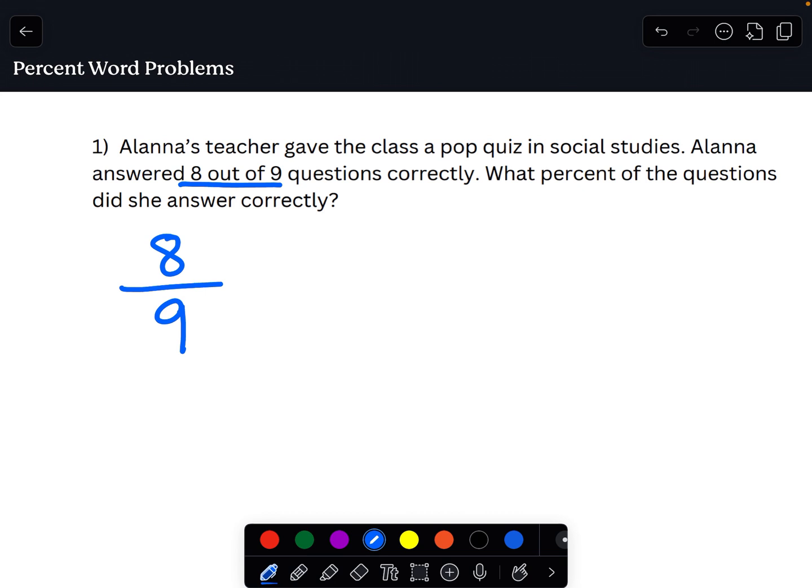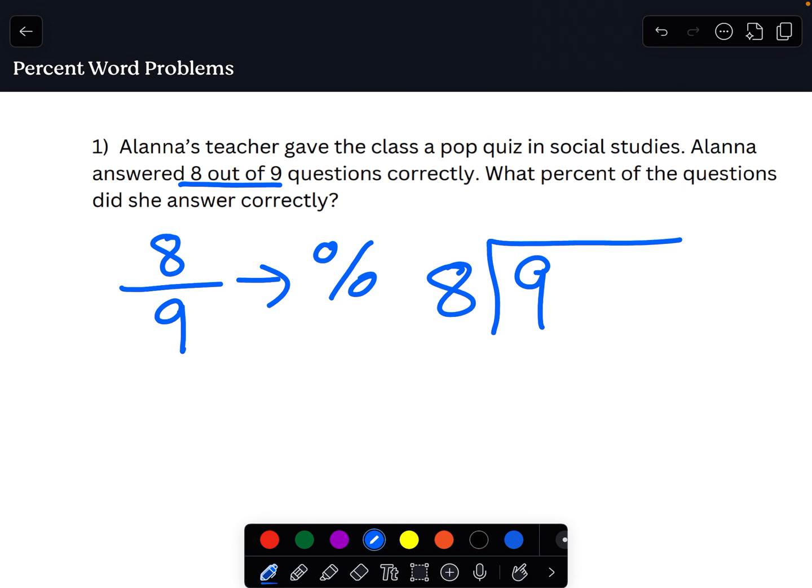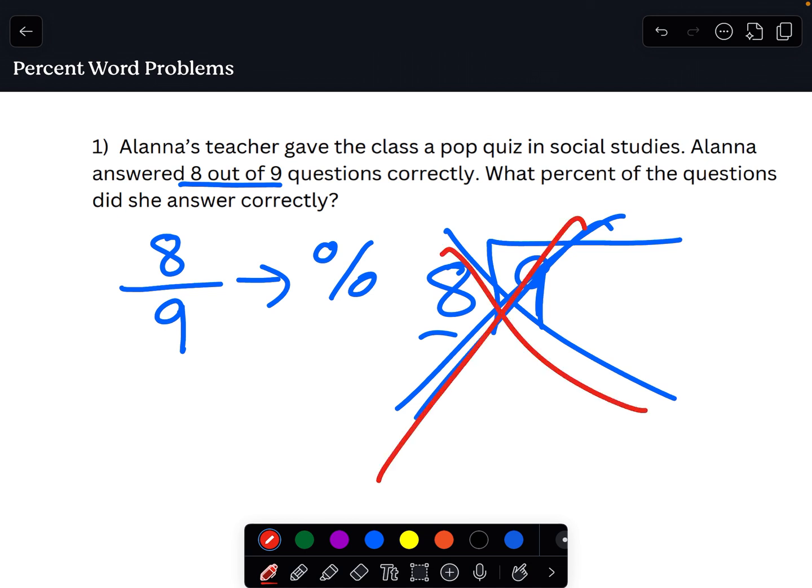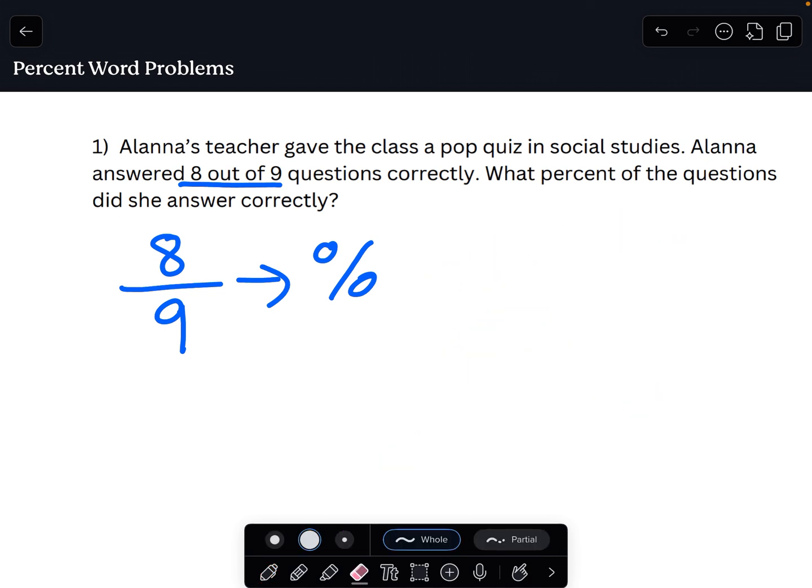Now, in order to get the percentage, we need to convert this fraction to a percent. How do we do that? Well, we need to know how to do long division with decimals. A lot of my students will sometimes mistakenly start their long division problem like this because they see that 9 is the larger number, so they automatically make 9 the dividend and 8 the divisor, but this is just wrong. So I don't want you to do that.